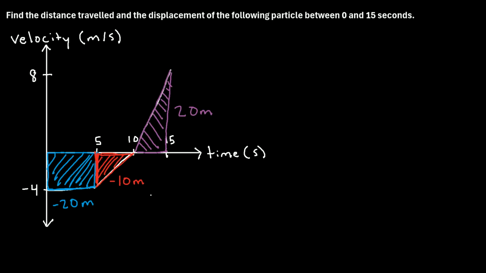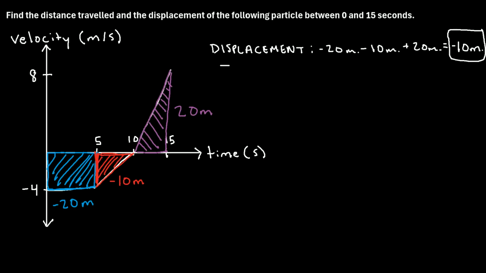So the total displacement, to find that, all we have to do is add these values. So -20 meters plus -10 meters plus positive 20 meters, that turns out to be -10 meters. So let's write that down. So we would say the displacement of this particle is -10 meters.